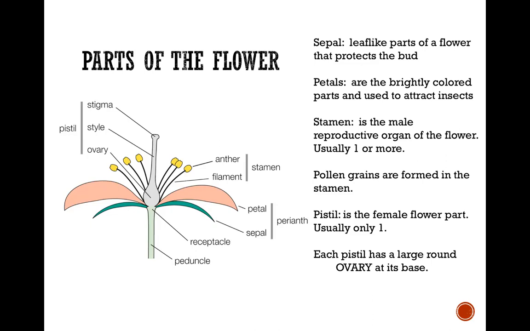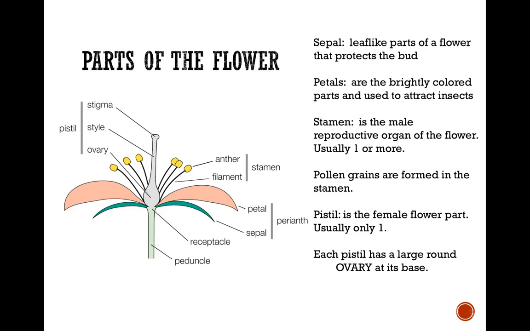And so it's sepal, then the receptacle, and then just below the receptacle is the beginning of the stem, which we call the peduncle. So it goes peduncle, receptacle, sepal, petal. And those are the layers from the base of the flower to the petals.